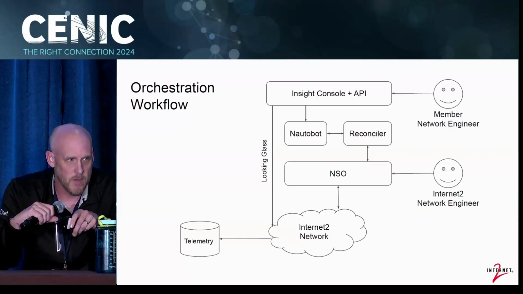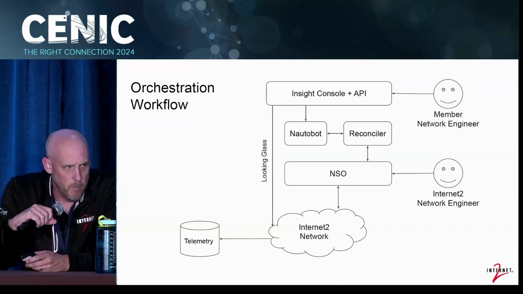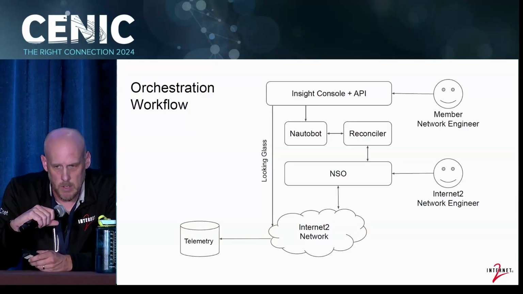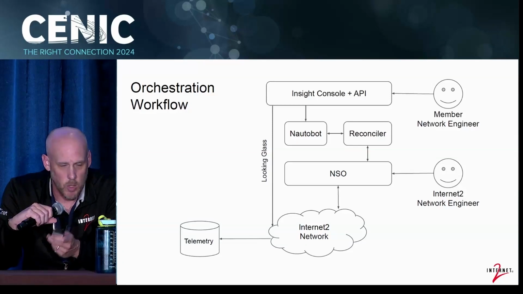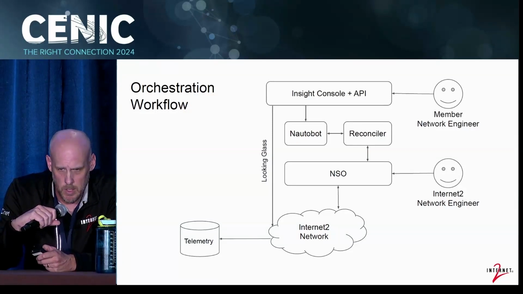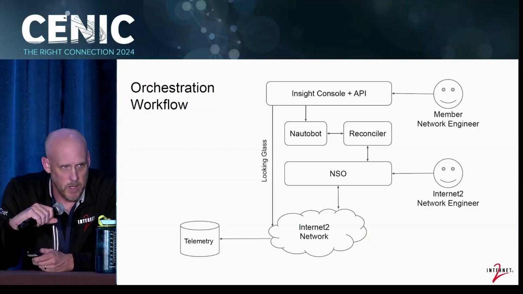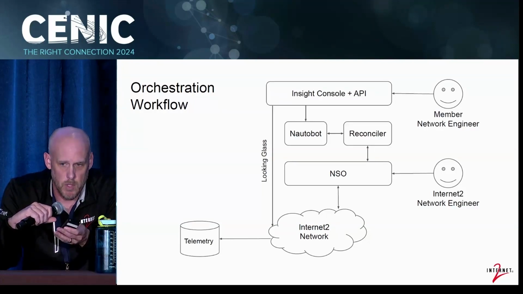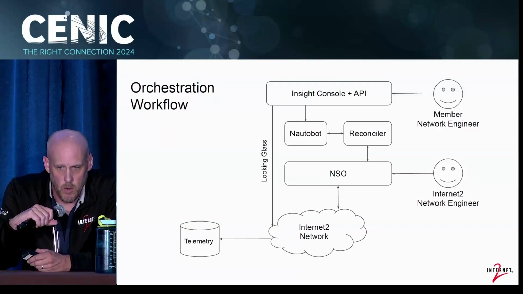Like ESnet, we have NSO as our orchestrator that's pushing out network config. But then we have some other tools that we're using in our network. Like we use Nautobot from Network to Code, which used to be a NetBox fork. That's sort of our database. We have a tool called the Reconciler that is responsible for pushing or syncing up data between Nautobot and NSO. And we've written another set of tools called the Insight Console and the API on top of that.